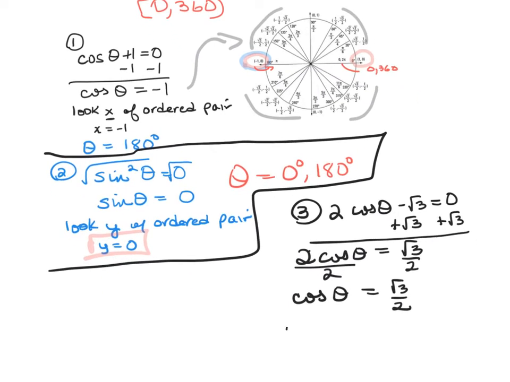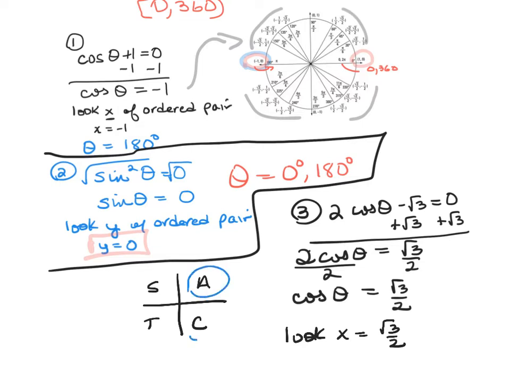Again, we're doing cosine here, so we're looking for an x of our ordered pair that equals root 3 over 2. Now, instead of having to look at the entire unit circle, let's do our All Students Take Calculus. We need to find out where cosine is positive, and I can see that cosine's positive here and here. So I'm going to be looking at my ordered pairs to see where x equals root 3 over 2. Let's go ahead and I'll highlight this in green.